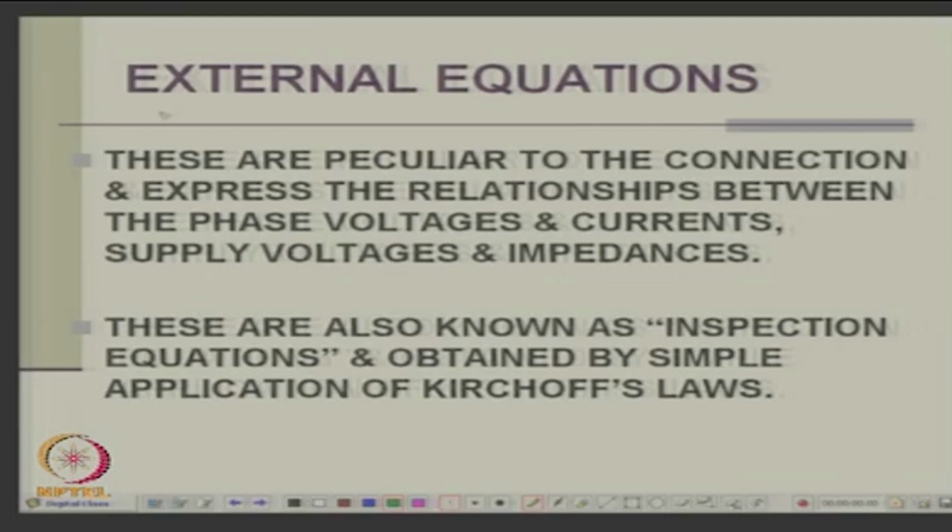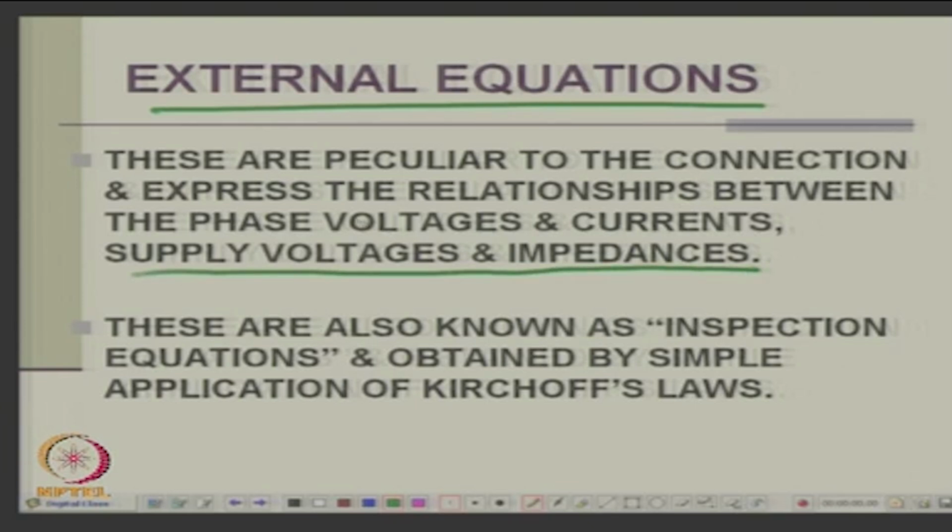Now, we will go back to external equations. These are peculiar to the connection and express the relation between the phase voltage and currents, supply voltage and impedances. This is external to the machine. Suppose you connect a capacitor, it becomes an external equation. Therefore, sometimes they call them inspection equations, and you write the external equations by simply writing Kirchhoff's laws. You write KCL, there is no problem.